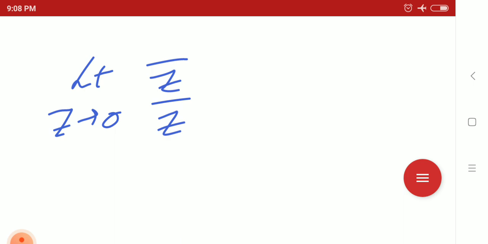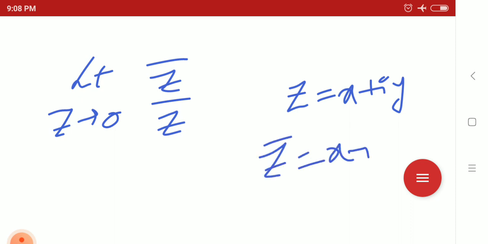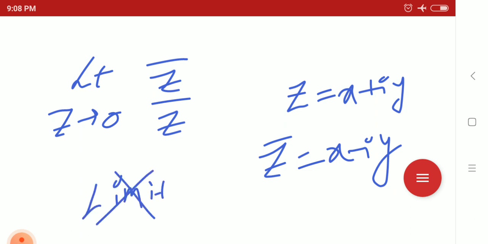Now how can you prove that? We know that z equals x plus iota y, and z bar equals x minus iota y. So how can you prove whether the limit exists or not?